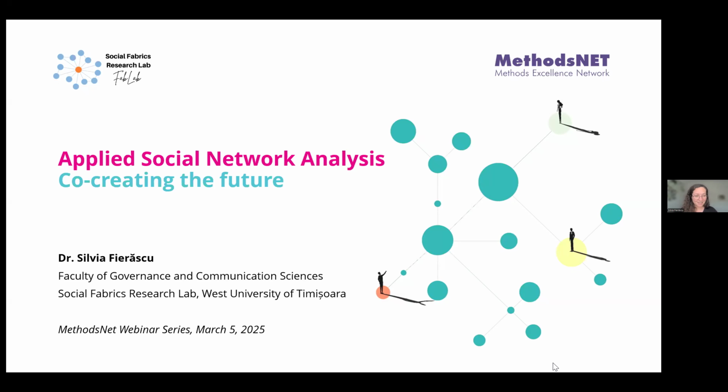I called this session Co-Creating the Future, and it sounds very futuristic and very daring and very ambitious because it is. What I would like to talk to you about today would be how to use your research in order to actually effect change in the world. I'm a firm believer that whatever we learn in our PhDs, in our postdoc years, is very, very valuable information that the world actually needs.